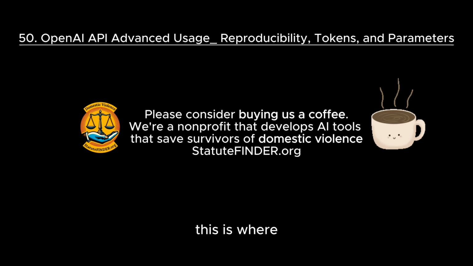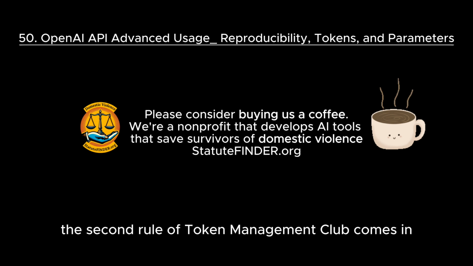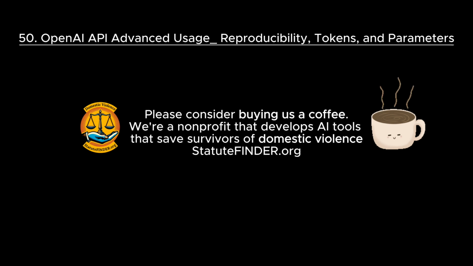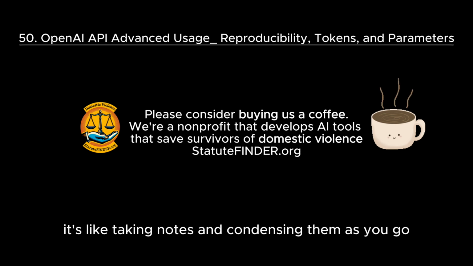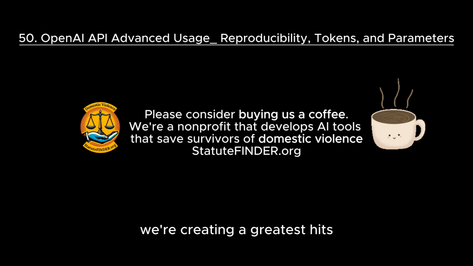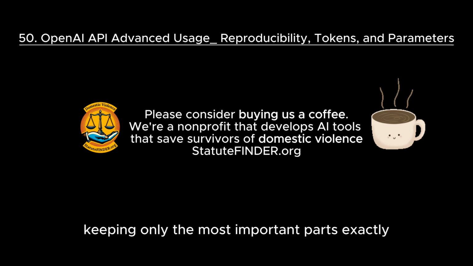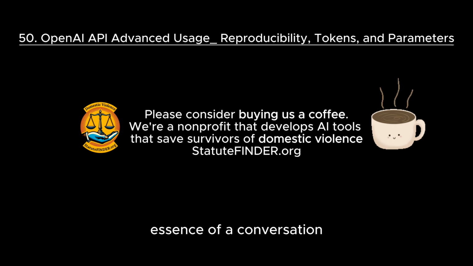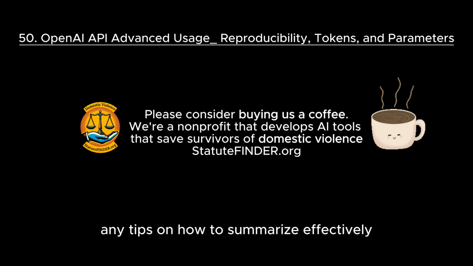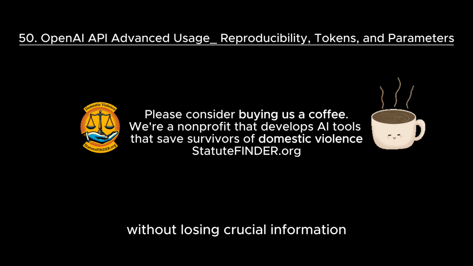Definitely not. This is where the second rule of Token Management Club comes in, managing the conversation history. If you're nearing the token limit, you'll need to strategically truncate or summarize earlier messages. It's like taking notes and condensing them as you go. So it's like we're creating a greatest hits version of the conversation, keeping only the most important parts. Exactly. But here's the challenge. You need to do it in a way that preserves the essence of the conversation so the model can still follow the flow and remember the key points. That sounds tricky. Any tips on how to summarize effectively without losing crucial information?